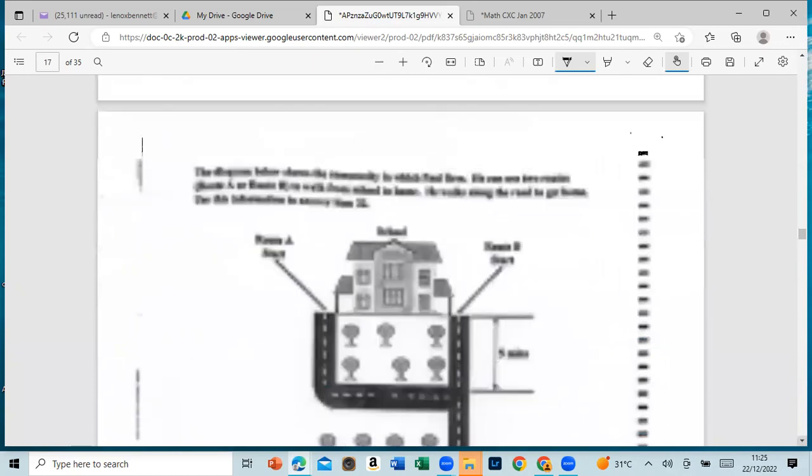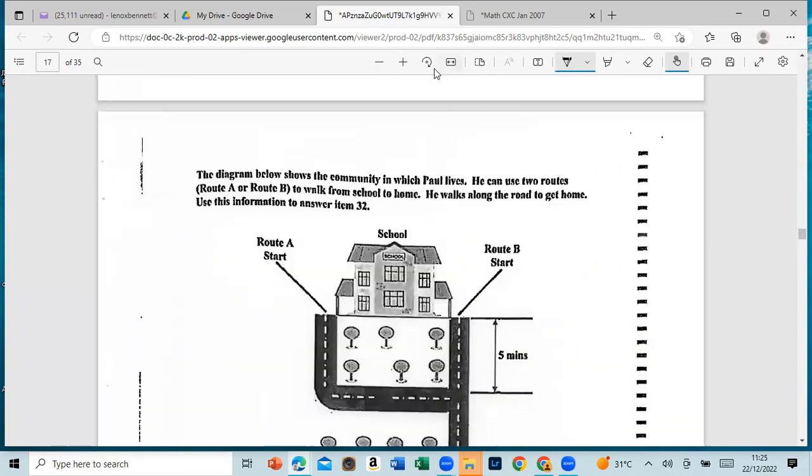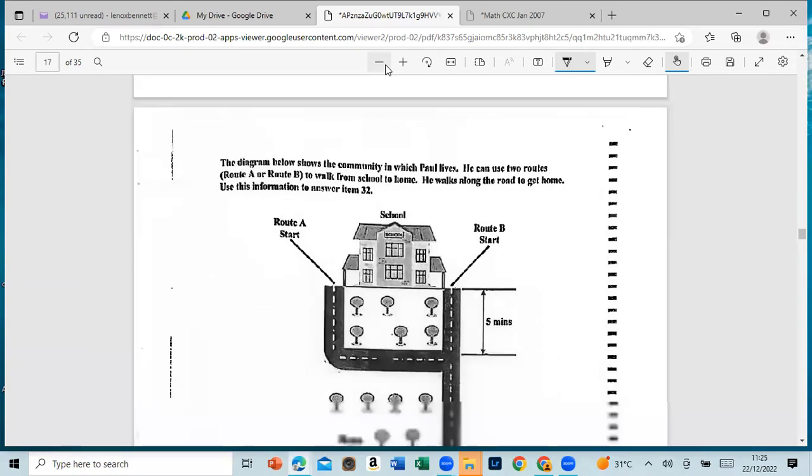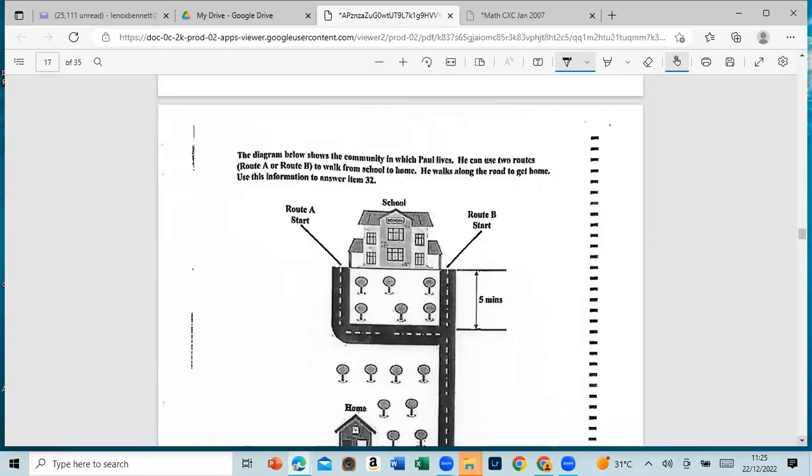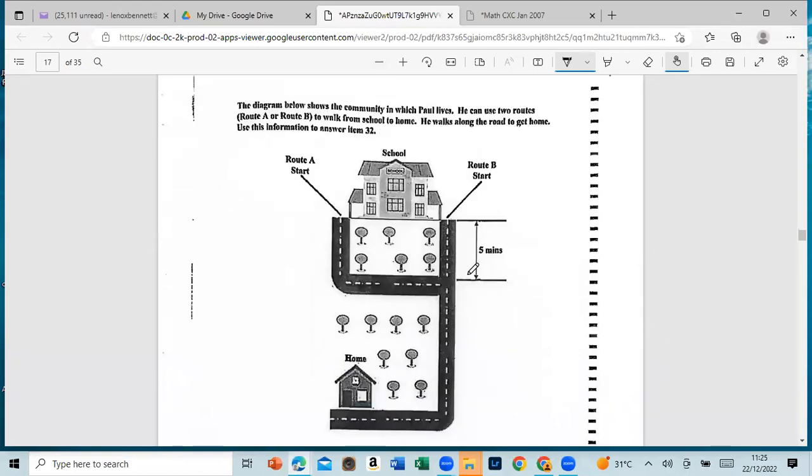All right, let's look at this one now. The diagram below shows the community in which Paul lives. He can use 2 routes, route A or route B, to walk from school to home. He walked along the road to get home. Use this information to answer question 32. So he can use 2 routes to walk home from school. So this is the start point.